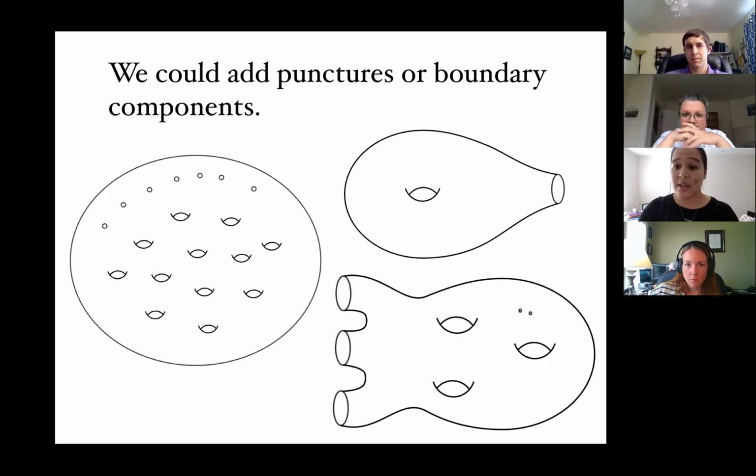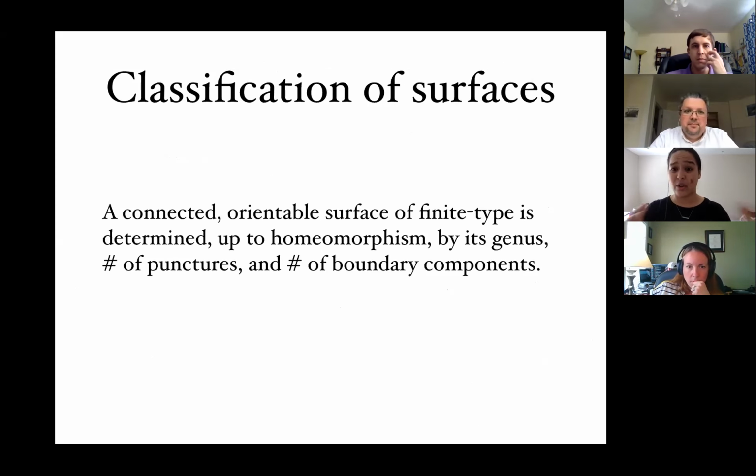Well, it turns out these different descriptors, these adjectives I've assigned to our surfaces, are really all that can happen. So this brings us to the classification of surfaces. It says that if we have a connected orientable surface, then it's determined up to homeomorphism by the number of punctures, the number of boundary components, and its genus. So this is great, right? Now we have these 3 numbers, which are telling us the homeomorphism type of our surface.